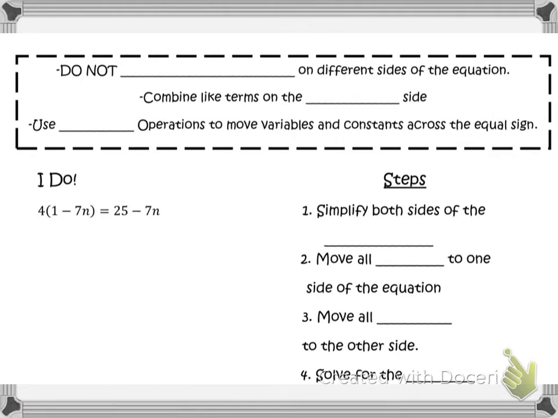So let's go ahead and start off by giving ourselves a couple of pointers. Let's remind ourselves to not combine like terms on different sides of the equation. Instead, we'll combine like terms on the same side. That's a very important concept for us to remember. And the last thing is to use inverse operations to move variables and constants across the equal sign. So that's kind of the three big rules we want to keep in mind.